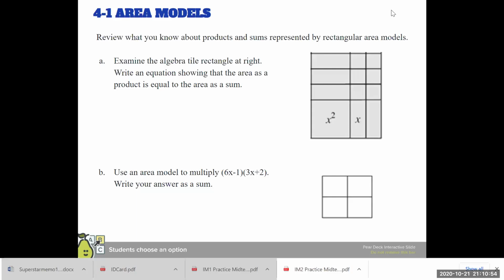Okay, here I'm going to go over 4-1 area models. This should be review, but for any students who are feeling unsure of themselves, this is your moment to get a more thorough explanation.